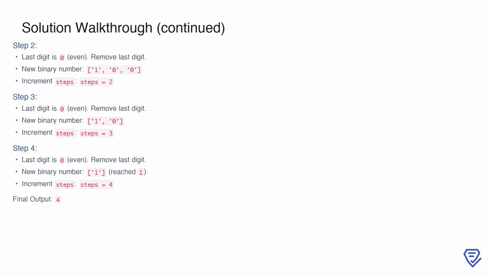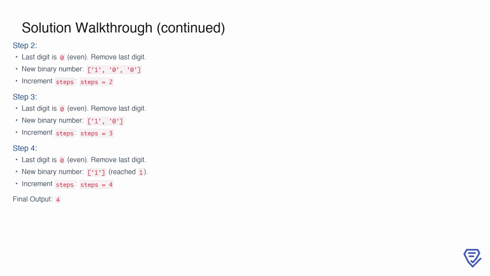In the second step for s equals 111, the last digit is 0, which is even. We remove the last digit, and the binary number becomes 1, 0, 0. Incrementing the steps gives us steps equals 2. In the third step, the last digit is again 0, so we remove it. The binary number is now 1, 0, and the step counter becomes steps equals 3.